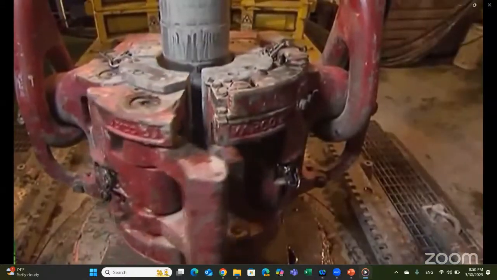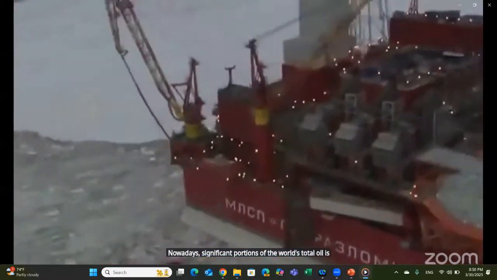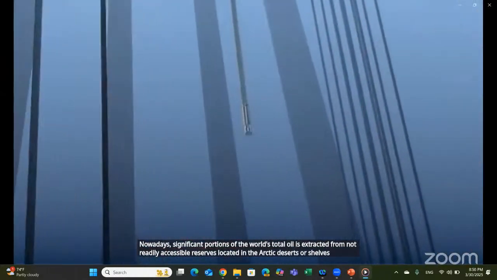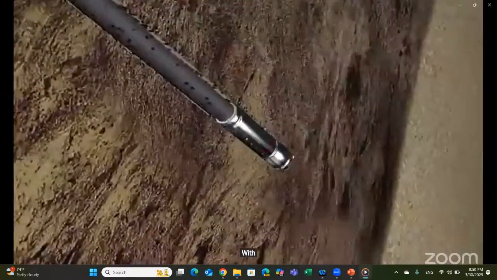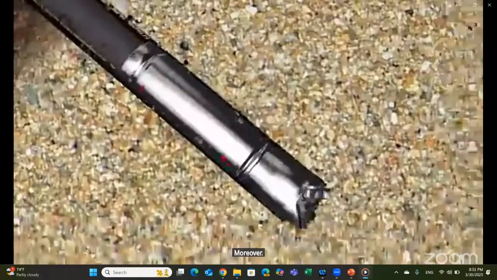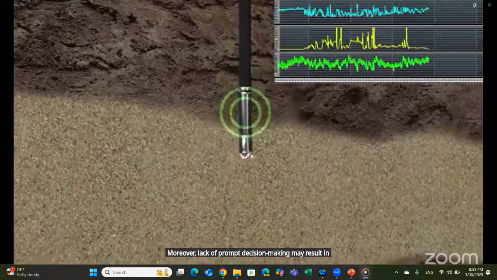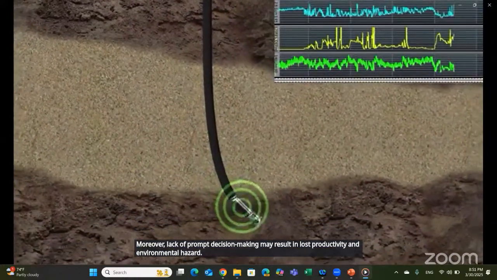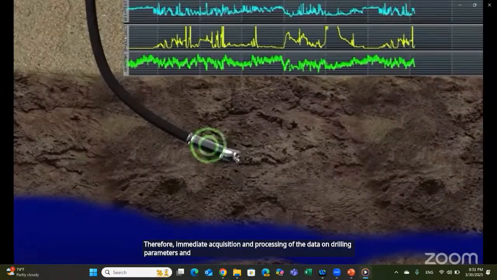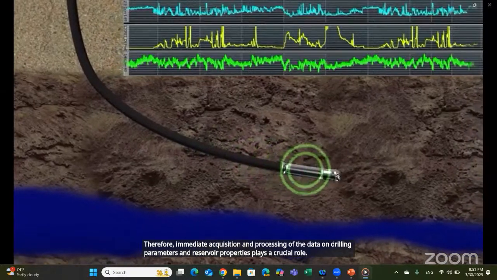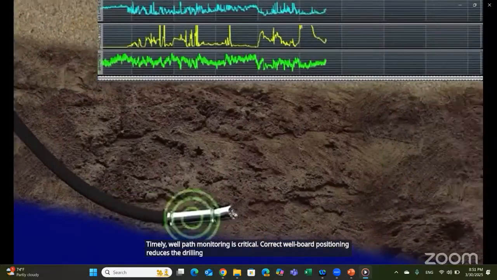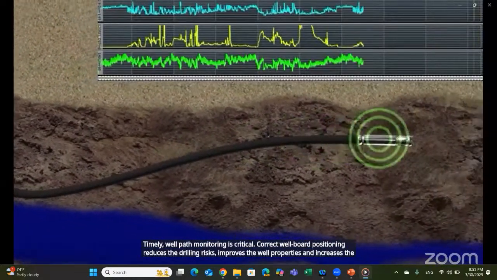Nowadays, significant portions of the world's total oil is extracted from not readily accessible reserves located in the Arctic deserts or shelves of the Arctic Ocean. With increasingly complicated drilling conditions, the need for cutting-edge technologies is growing. Moreover, lack of prompt decision-making may result in lost productivity and environmental hazard. Therefore, immediate acquisition and processing of the data on drilling parameters and reservoir properties plays a crucial role. Timely well path monitoring is critical. Correct wellbore positioning reduces the drilling risks, improves the well properties, and increases the hydrocarbon production.